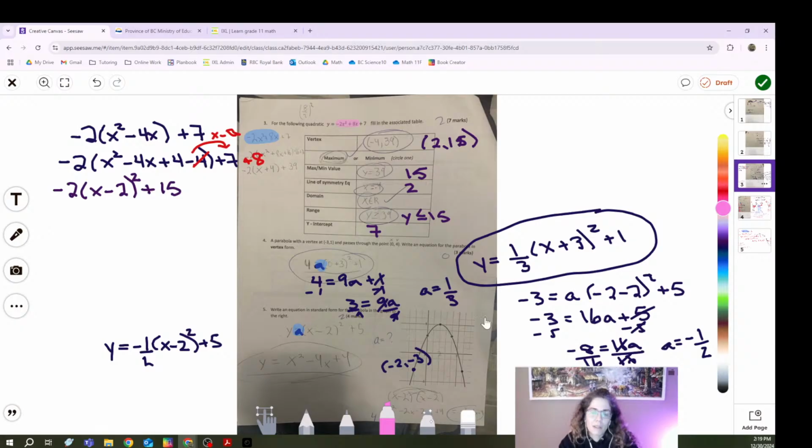So that's my guess. Okay, let's A. Whoops, that's not a pen. That's a highlighter.